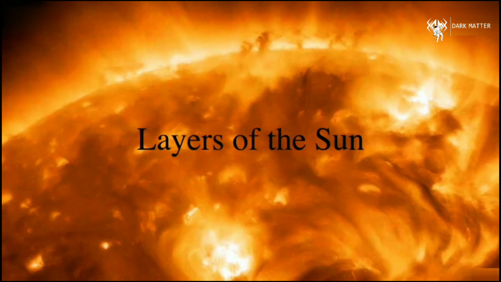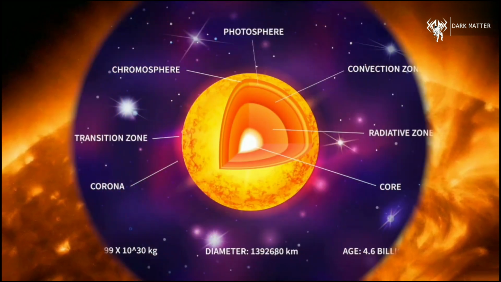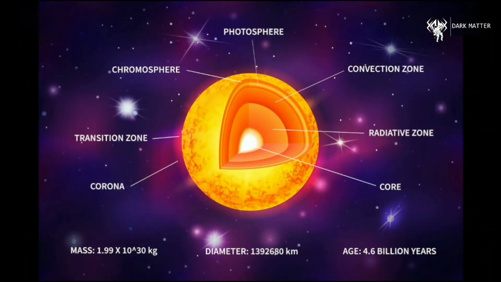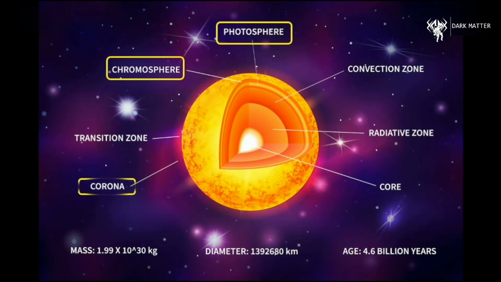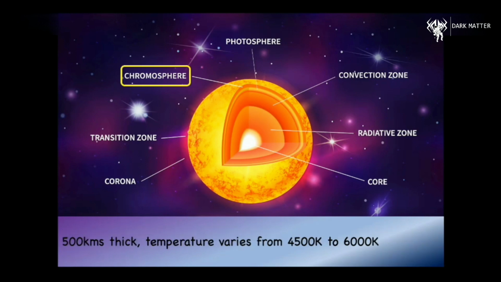Now the layers of the sun. Inside the sun, there are a few layers, classified based on their temperature and some other properties. The main three layers are the photosphere, chromosphere, and corona. This corona is not the virus corona, by the way. The photosphere is the innermost part of the sun, some 500 to 600 kilometers thick, with a temperature of approximately 8,000 kelvins. Next comes the chromosphere, which is 500 kilometers thick, and the temperature varies from 4,500 to 6,000 kelvins.